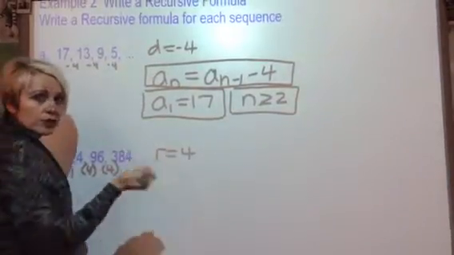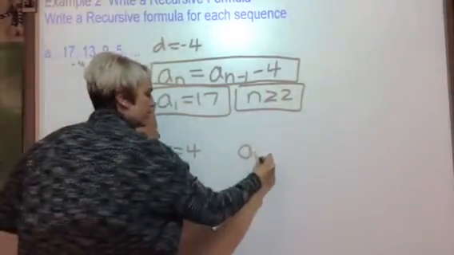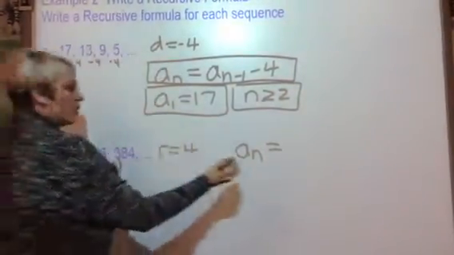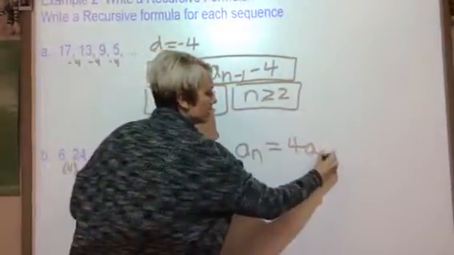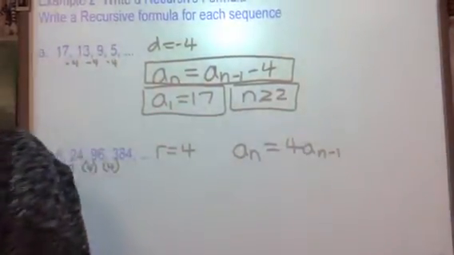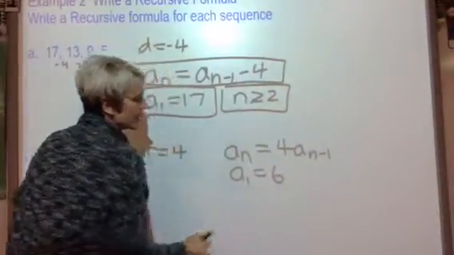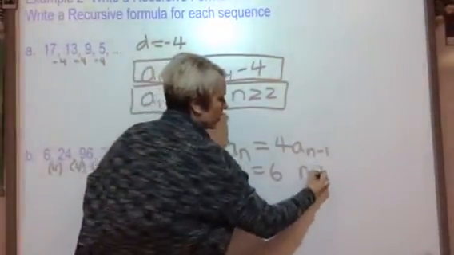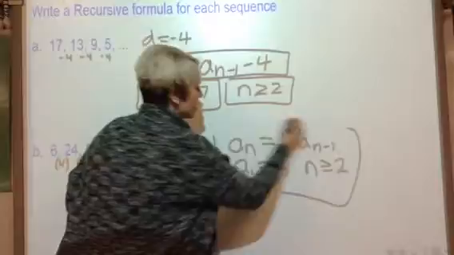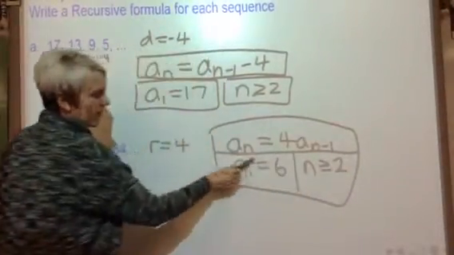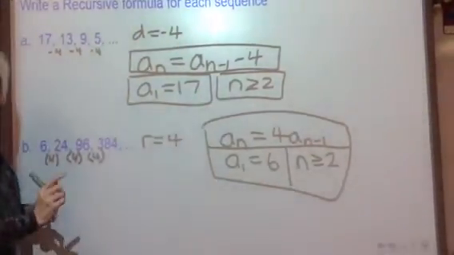So now I'm going to look at my notes for the geometric recursive formula. And what I'm going to do is say a sub n is equal to that common ratio 4, and then I'm going to multiply that times a sub n minus 1. And then I have to state two things. The first term is 6, so I say a sub 1 is equal to 6. And n has to be greater than or equal to 2. I can't go less than 2 because then that would be a 0 term. So this is everything I need for this geometric sequence. I've got my first term, my recursive for geometric, and my domain. So you try the examples in your notes.